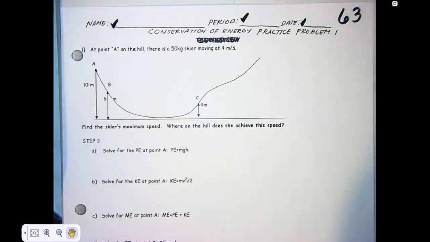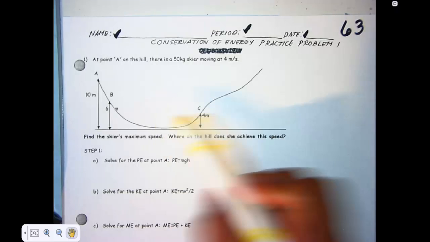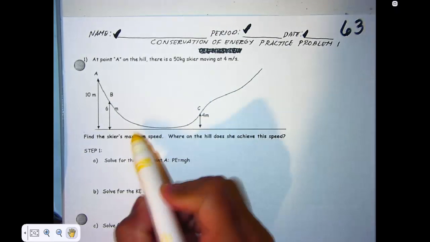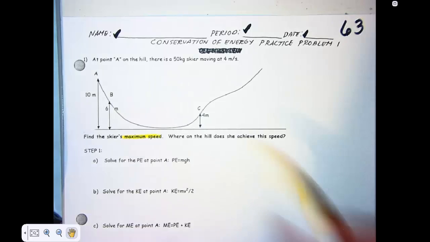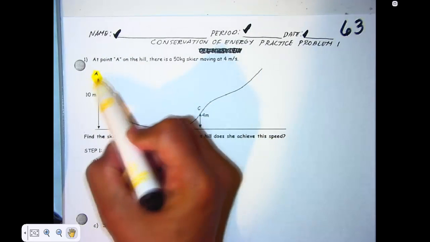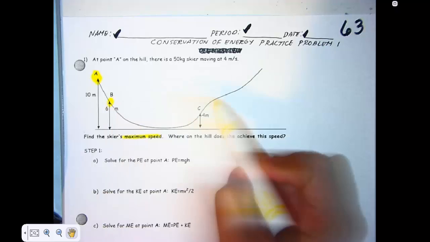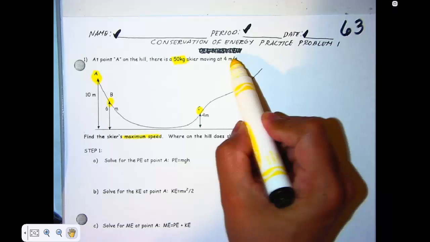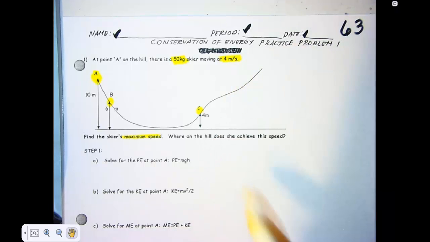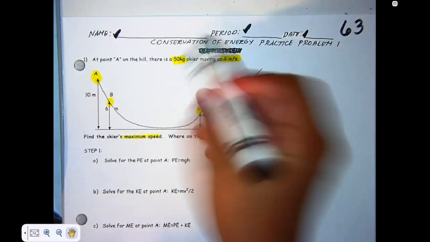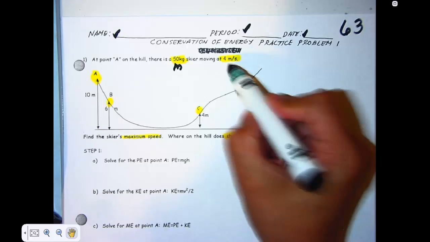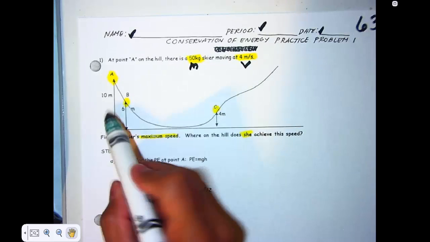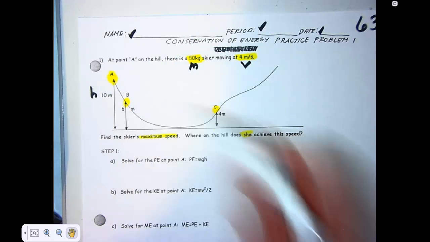Okay, so the problem says that we will solve for the maximum speed of a skier at point A on this track. There are 3 points: A, B, and C. The skier's mass is 50 kilograms and her speed is 4 meters per second. Well, it's actually a she. We'll go ahead and put our symbols. 50 kilograms should be the m, and your speed is the v. And all of 10 meters, 6 meters, and 4 meters are the h's.